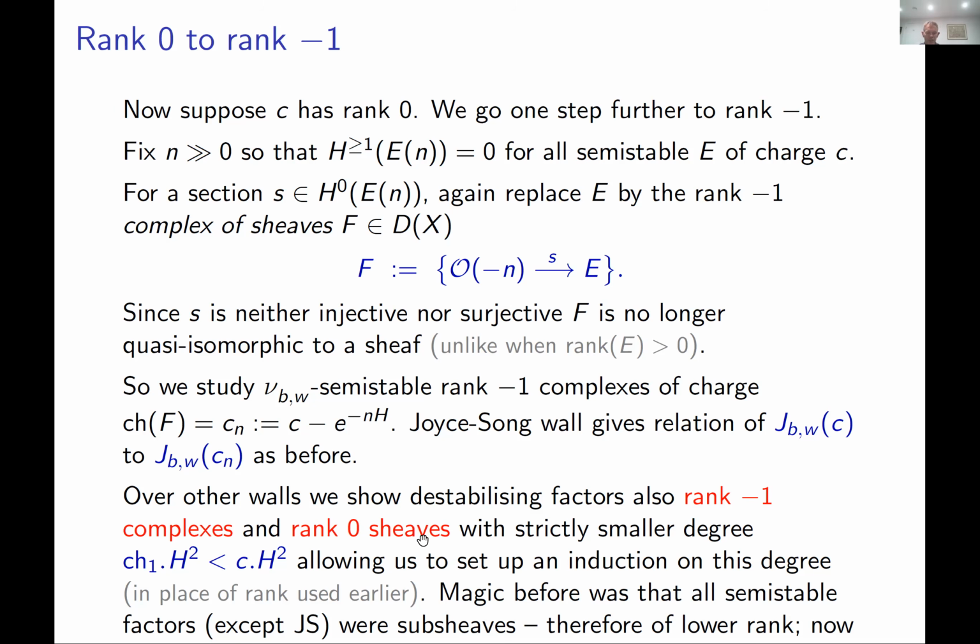So the rank 0 sheaves, whenever you have a wall crossing and they split up, they always split up into things of smaller degree. So you get rank 0 sheaves of smaller degree. This is just the size of the surface they're supported on. That gets smaller at each stage. And there's no other ranks. No, rank -2 doesn't appear. Rank 1 doesn't appear. So this is what gives us the control in this case.